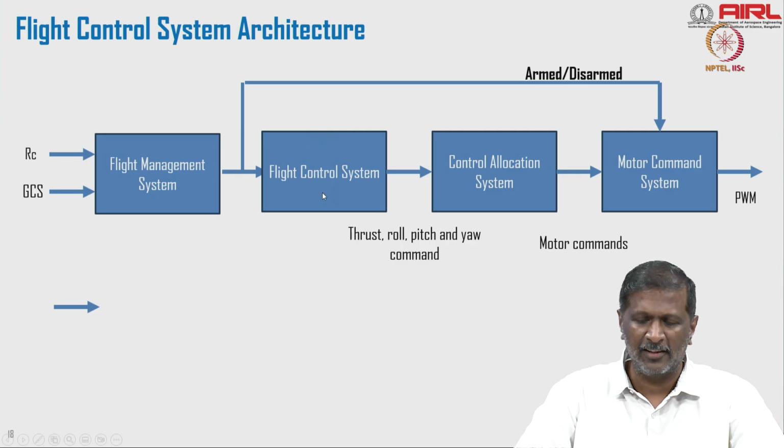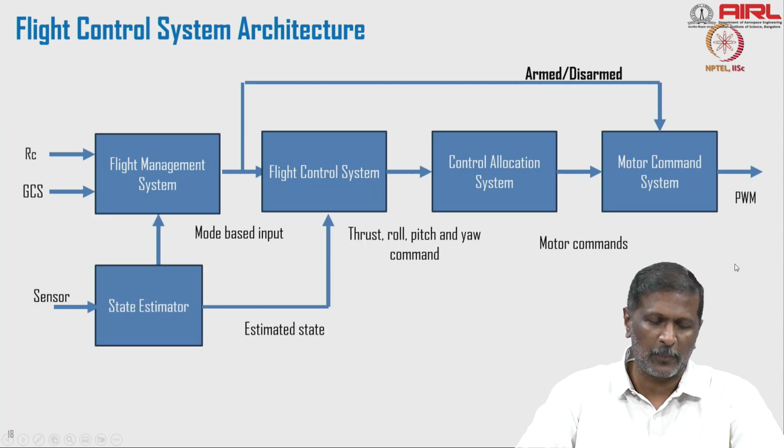The flight controller provides output like a thrust. What is my thrust command? What is my roll, pitch, yaw commands? It will be providing that to your control allocation system, right? Flight management gives you modes of flight, basic modes of flight, that go as an input to your flight controller.